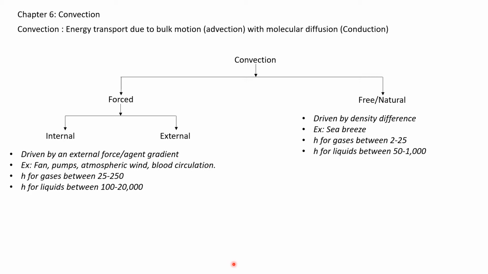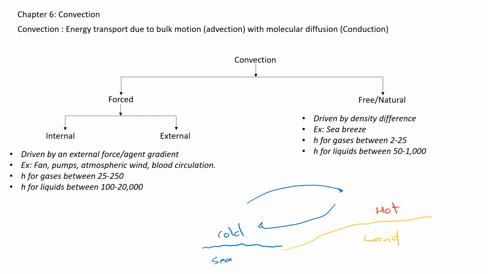Sea breeze is a good example of natural convection. Say you're on a beach, and this is land and this is sea. During the daytime, the land will be hot and the sea will be cooler than the sand or the land, and a convective current will be formed and generate a cool breeze.